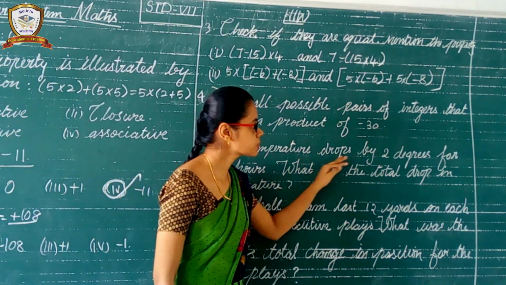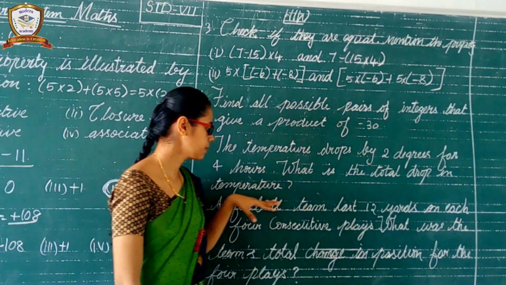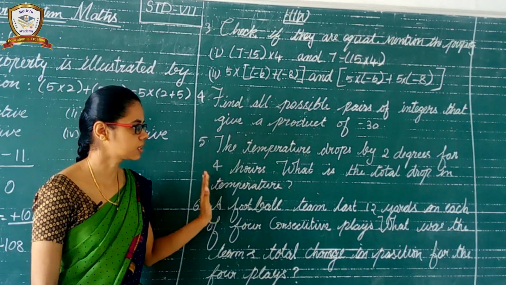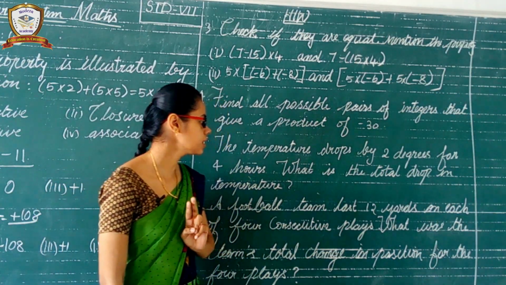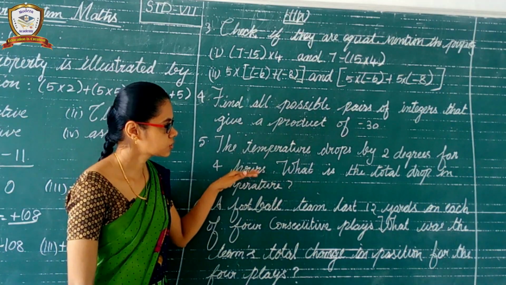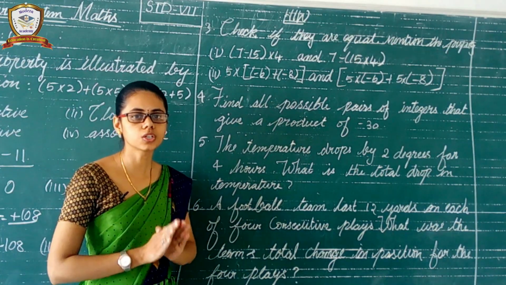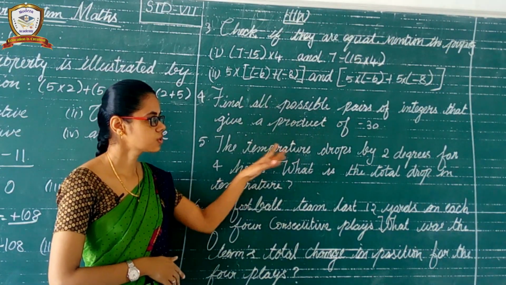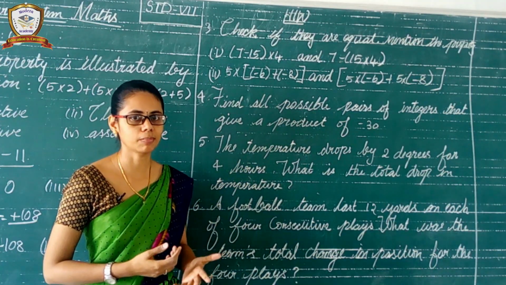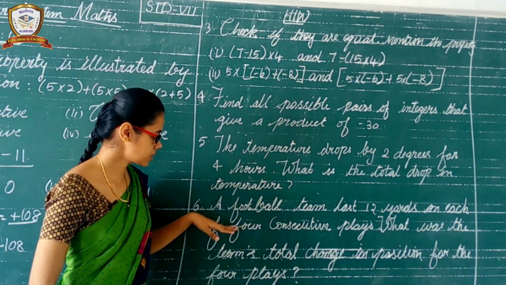The temperature drops by 2 degrees for 4 hours. What is the total drop in temperature? So same model as in the classwork sums. Okay, same type. The temperature drops by 2 degrees for 4 hours. In 4 hours the temperature drops 2 degrees each. Which means we have to find the total drop. So we have to find the total drop for temperature. Which means 4 into 2 we want to multiply and then find the answer. So finally we have to find how much the temperature dropped in total. Okay, and then next, sixth one.